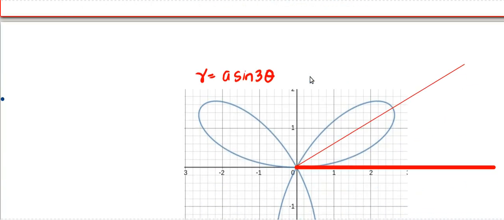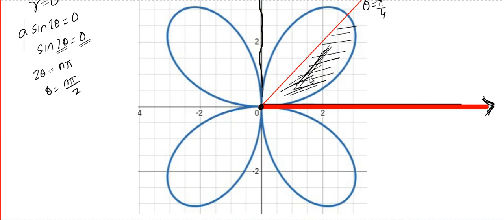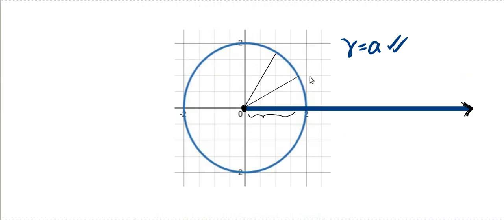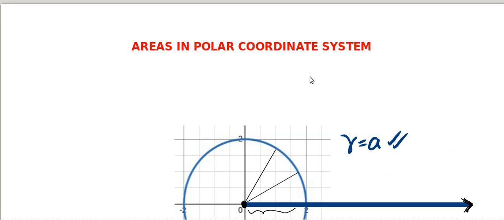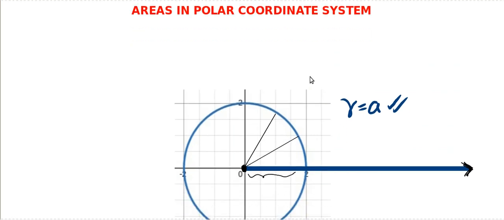And again comes sine 3 theta, etc. So we'll meet the curves one by one. My job is very simple today. I have to give some ideas so that you can calculate the area of all these equations.